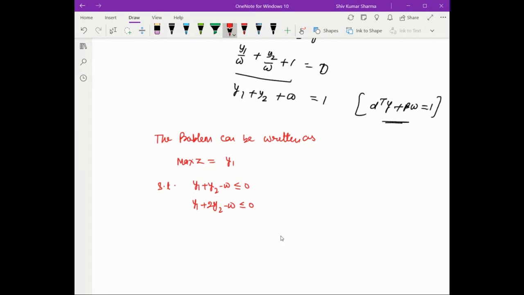The third constraint we make on the basis of the denominator of the objective function, which is y1 plus y2 given in the above. This is equal to 1. So here we use three variables, that means y1, y2 and omega. All three are greater than or equal to 0.